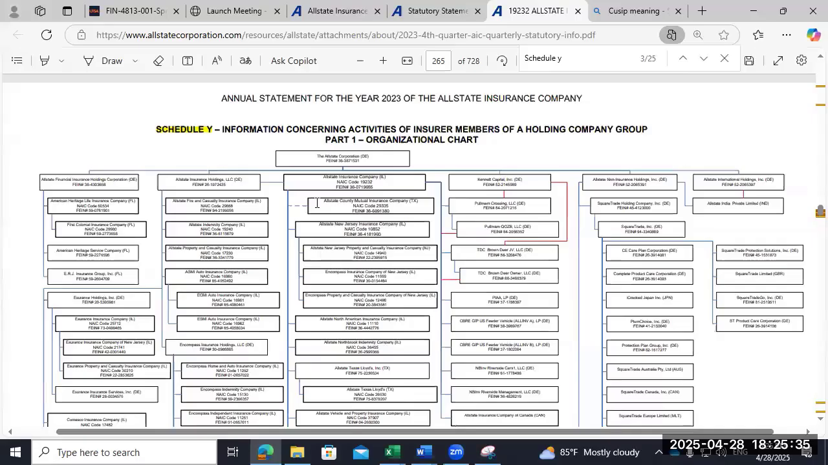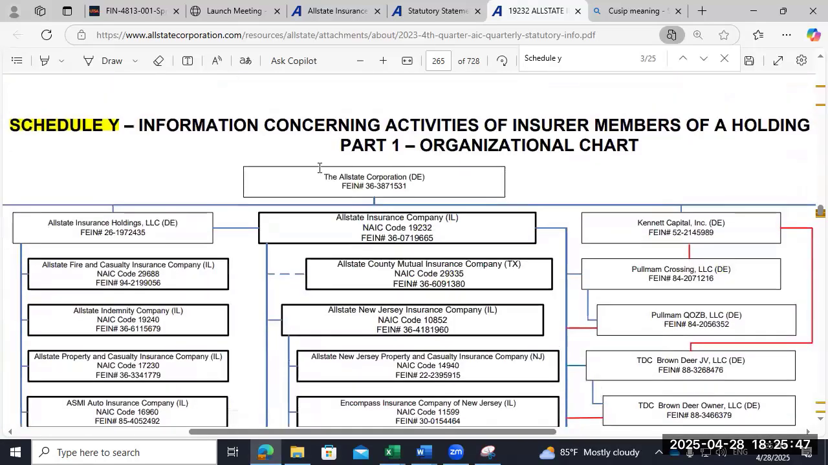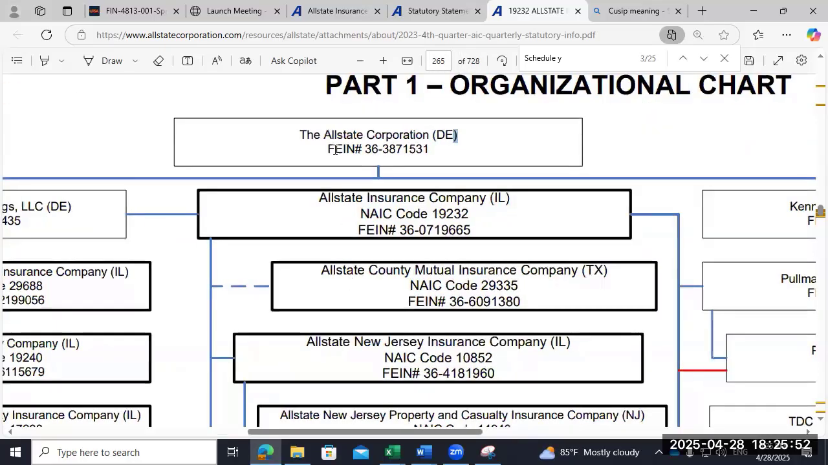And they sell these to each other. So when USAA started its life in New York, they just bought that shell from another company. They sold it off to them. So all of these are companies under Allstate's holding company. Here's the holding company. Where are they domiciled? That look familiar? What is that?